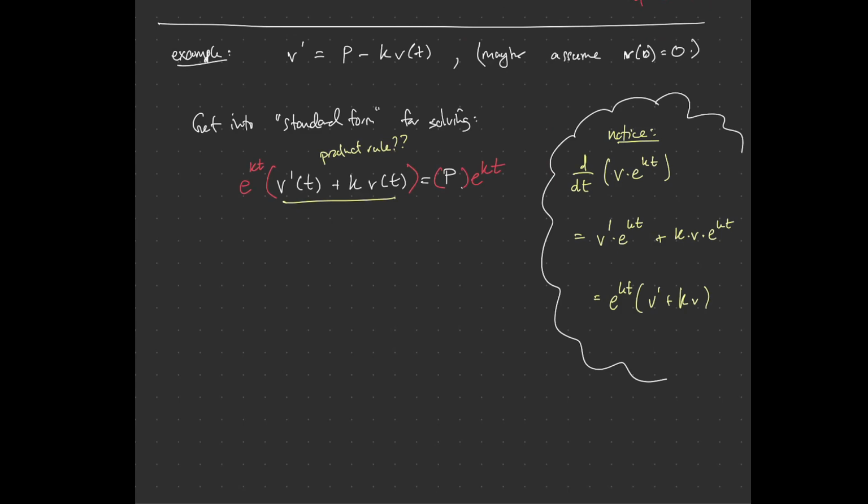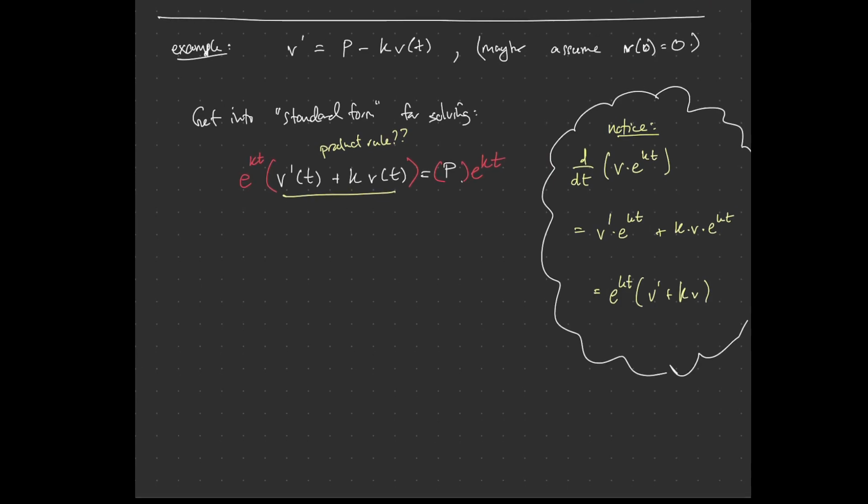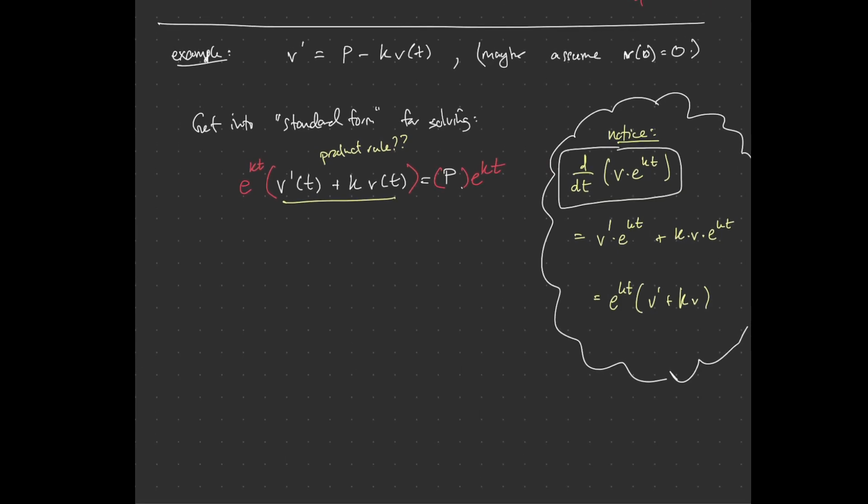So this is where that recognition is kind of the key, and the only way that we can unlock this solution is noticing, all right, this must have come from this derivative of this product of functions. So then we can rewrite the left as this. Well, this is really the derivative of e to the kt times v of t. And on the right-hand side, we've still got P e to the kt.